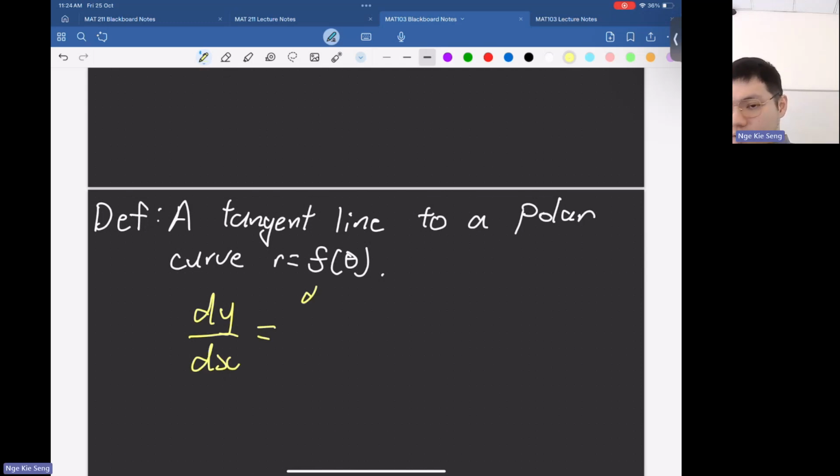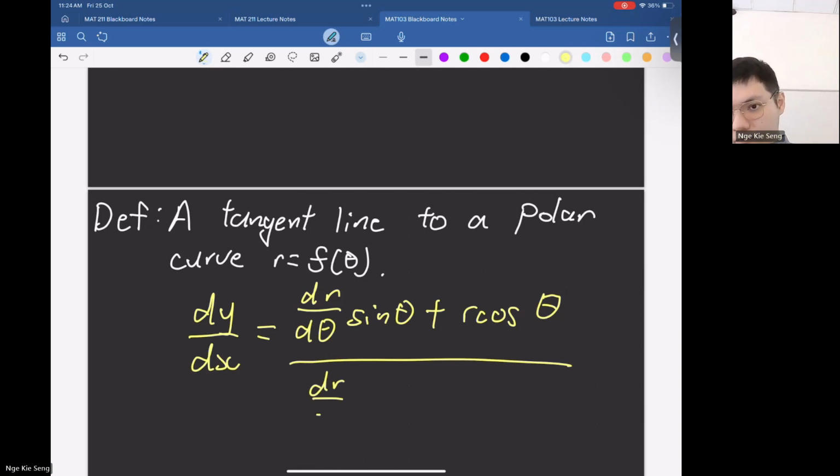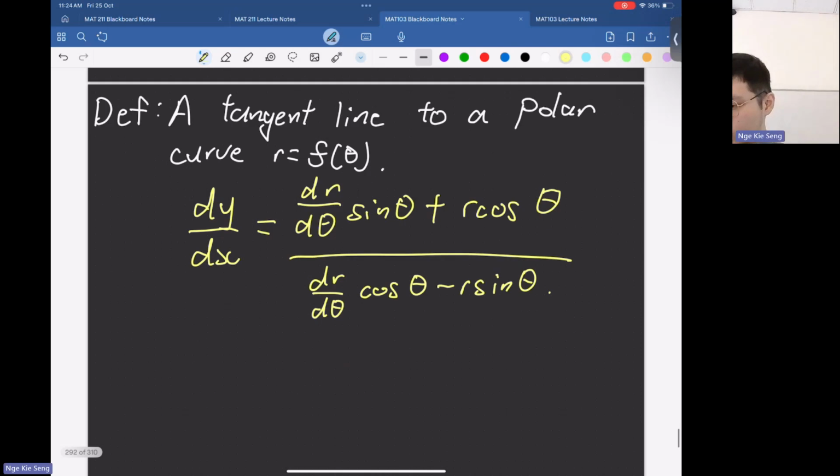I can show it to you first. It looks a bit complicated. It looks like this. It looks a bit complicated, but the derivation is easy. So what's the derivation here? Let's write it down first.